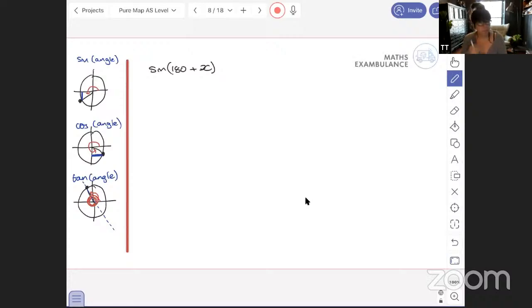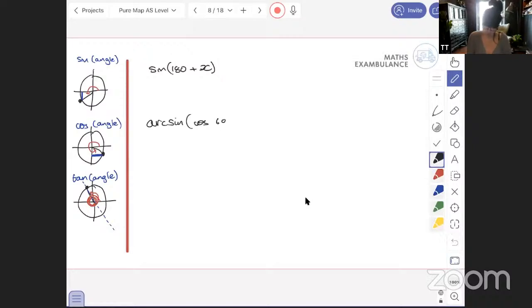It also helps you in the second year, so if any second years are watching, when you have to do things with inverse trig functions. So you might have to do arc sine of cos of 60 or something like that. Or maybe you do tan of arc cos of a half or something. So those types of questions, don't worry first years, this is second year stuff.